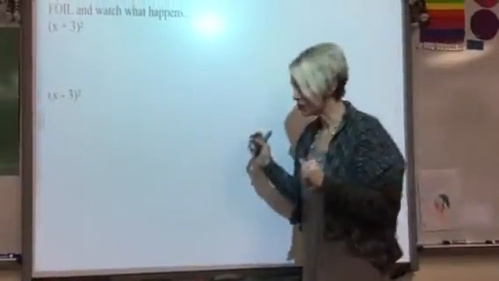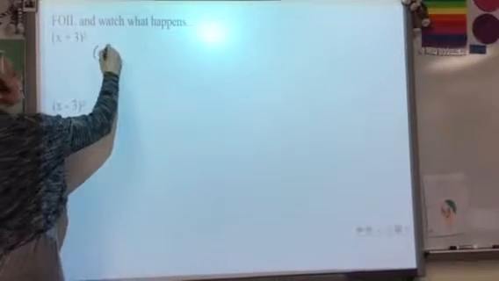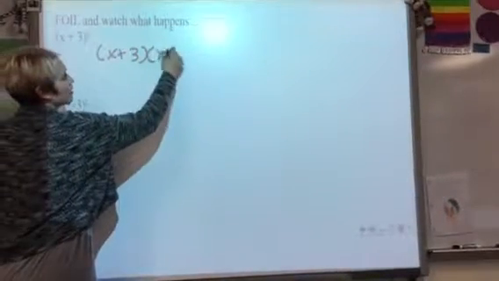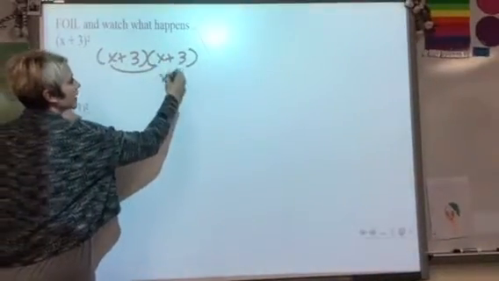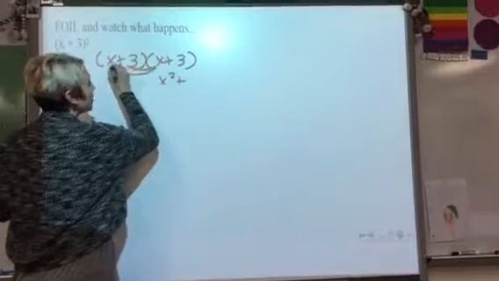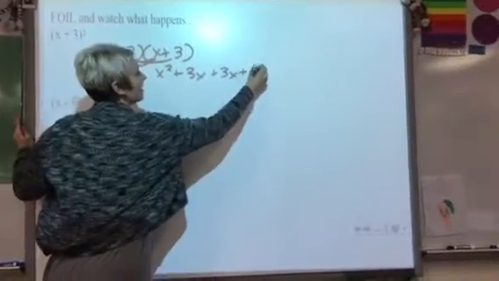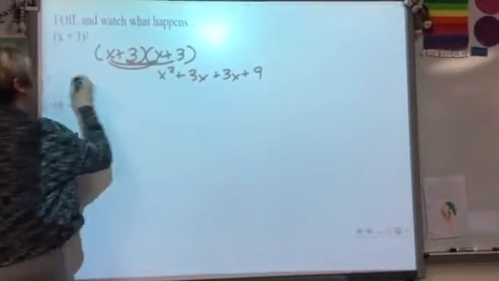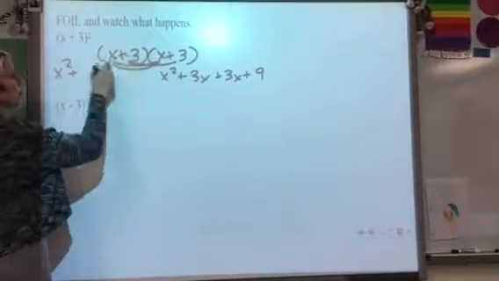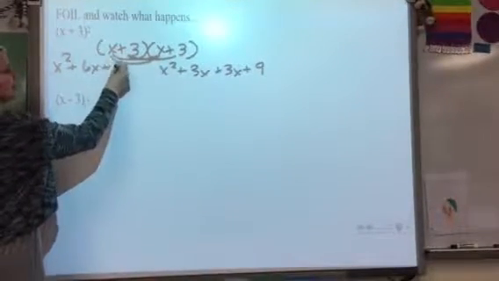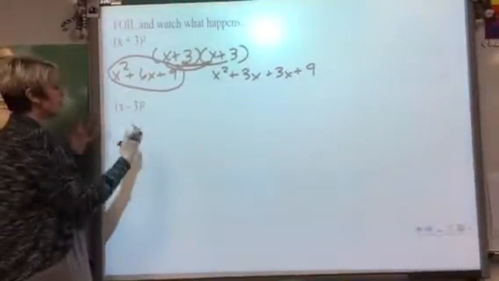So let's watch what happens using FOIL. This is a sum, and it's squared. So that is actually taking x plus 3 times x plus 3. So we would have to separate it out. We would have to use FOIL, so that'd be x squared plus outer is next, inner, and last. And what you notice is we have the first term squared plus this is the double of their products, that'd be 6x plus 9.